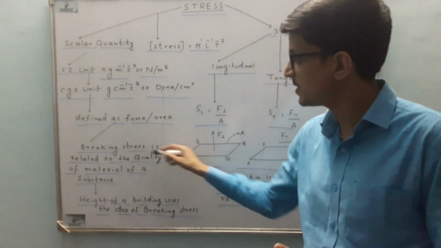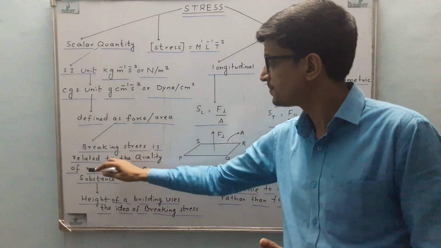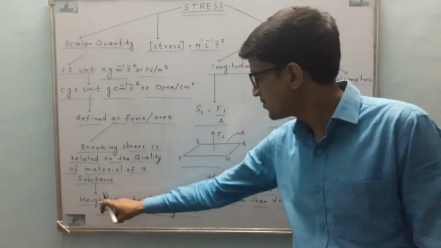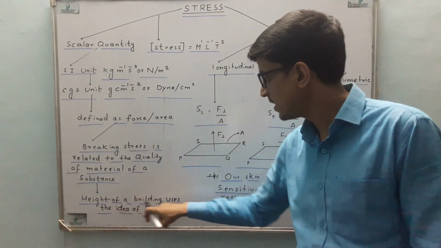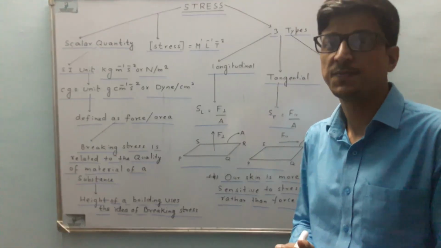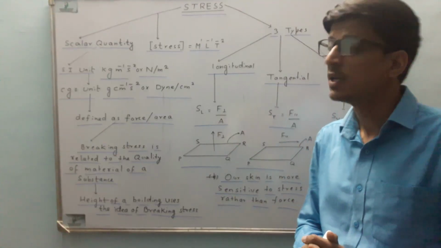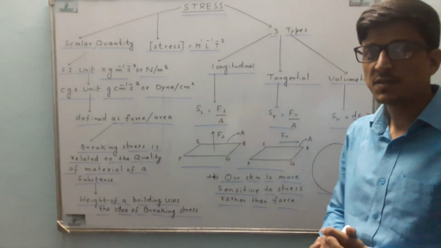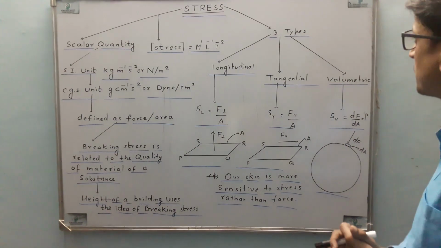Now breaking stress is related to the quality of material of a substance, as I already discussed. The height of a building uses the idea of breaking stress, as I already discussed with you. So these are some of the parameters concerned with stress. Let's look at the types in a systematic way.